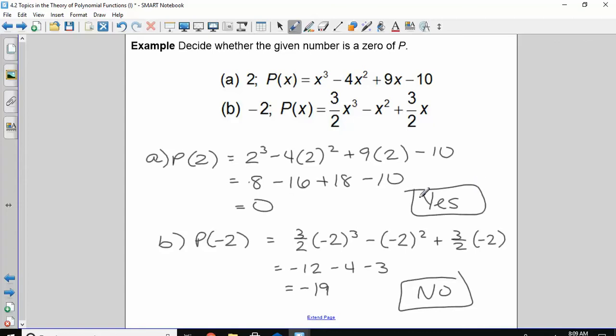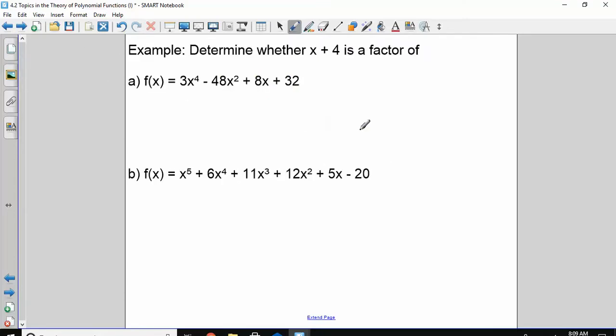Alright, so if I give you the problem with a factor, if it has the x, you do the opposite of the number. If I just give you the number, if I give you the 0, that's what you use. Okay, I want you guys to try a couple on your own before I move on to the next piece. So try these, decide if x plus 4 is a factor of either of those.